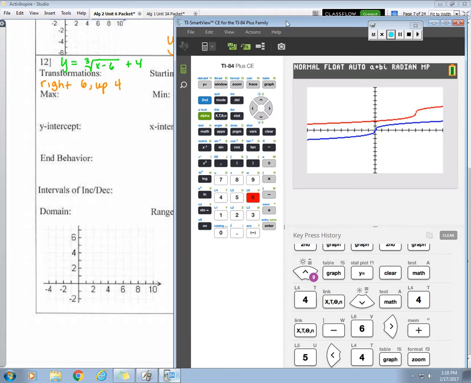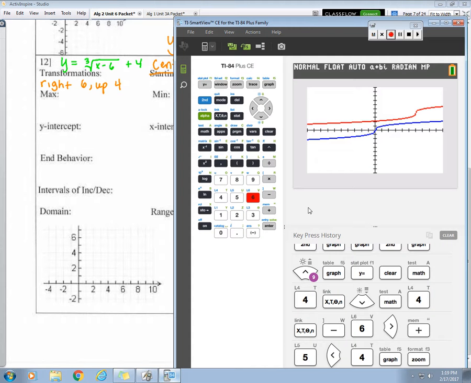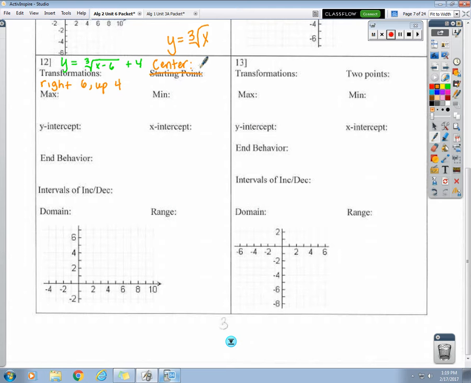Now, with cube root functions, do we have a starting point? No, but we do have a what point? A center. So right here, just cross out that and put center. With a parent function of a cube root, the center is at 0, 0. But now with this one, the center's been moved to where? Look, where's the center of this one? 6, 4. Because it shifted everything right 6 and up 4. So if it was at 0, 0, when you shift it right 6 and up 4, now it's 6, 4. Does that make sense?